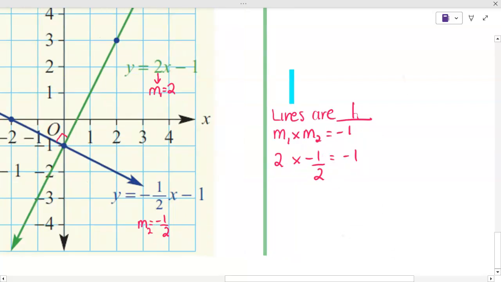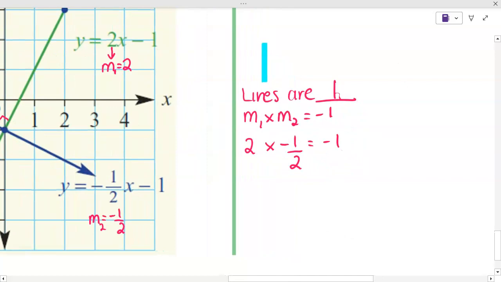But what you can actually do, which is a really nice shortcut, if I only had this equation here, y equals 2x minus 1, what would be the gradient of a perpendicular line? What I would do is get my 2, pop it over number 1, and pop a minus in front of it. That's basically what I'm doing to find the gradient of the perpendicular line.